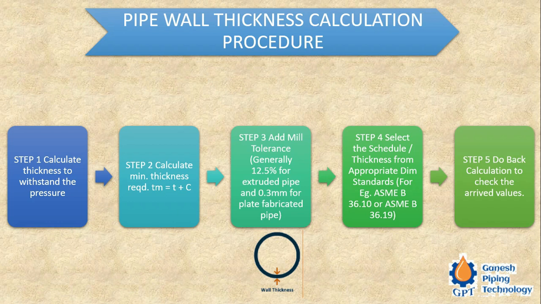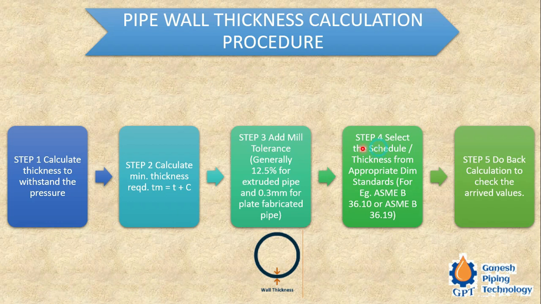That is ERW, EFW, the welding processes. But how we form that pipe is not a metal cutting process. Machining is not involved. Some mandrel is used for making that pipe. So of course there will be waviness in the thickness, and to compensate for this, we have to take the higher side, and that is the 12.5% we have to add extra.